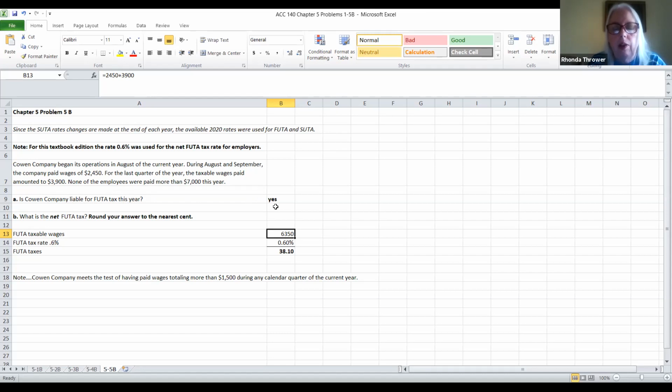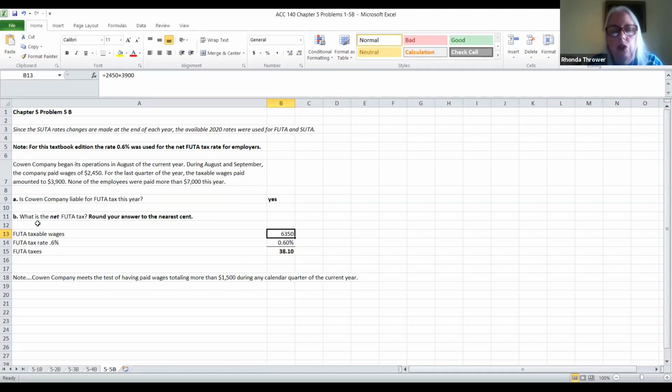The Cohen Company is going to be liable for FUTA taxes as long as they paid wages of $1,500 or more during a calendar year. Notice down here, I put a note to this. All companies that pay employees more than $1,500 have to pay FUTA taxes. So the answer to that is yes.